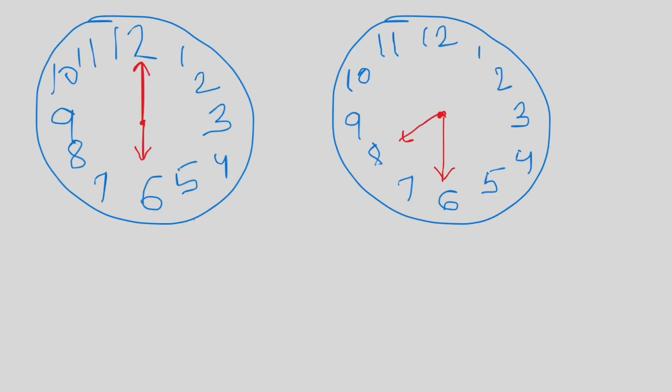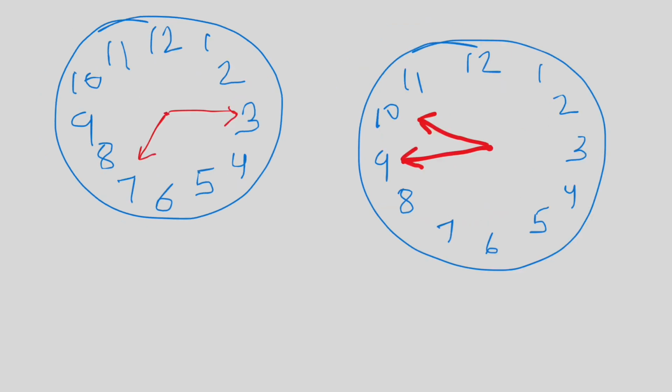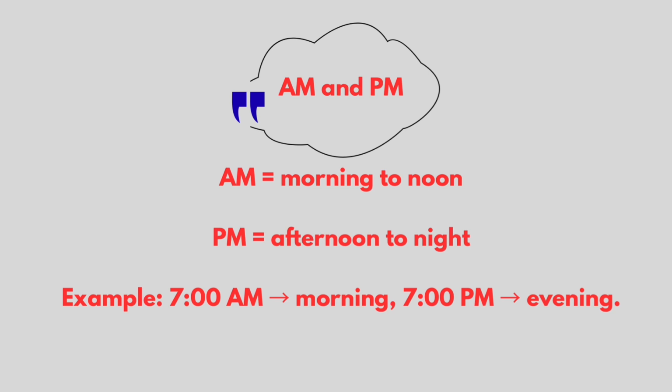Okay, if a digital clock shows us 6, then the clock will show us 6 o'clock. 8:30. How will our 3D clock show us 8:30? 7:15, it will show us 7:15. If a digital clock shows us 9:45, then the 3D clock shows us 9:45, right? Okay, next we talk about AM and PM. AM starts from morning to noon and PM starts from afternoon to night.